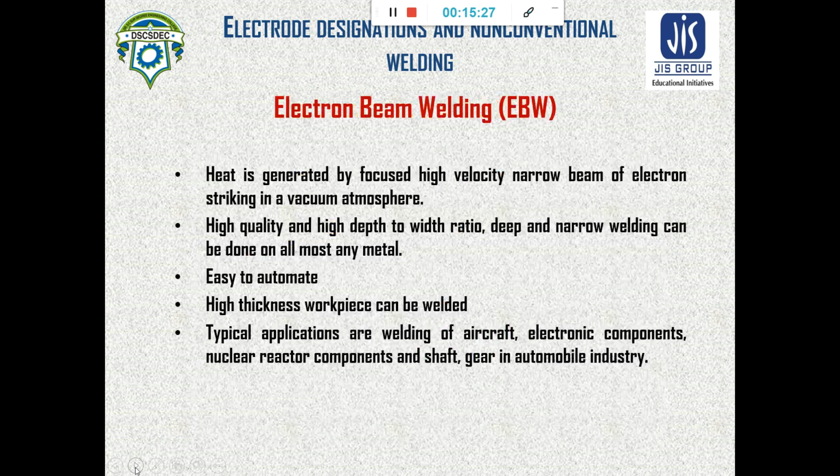Now we will see about electron beam welding. In electron beam welding, the heat required for fusion is generated by a focused, high velocity, narrow beam of electrons that strike in a vacuum atmosphere. When this beam strikes at very high velocity, high quality welds with a high depth to width ratio, deep and narrow, can be made on almost any material. This electron beam welding process is very easy to automate.